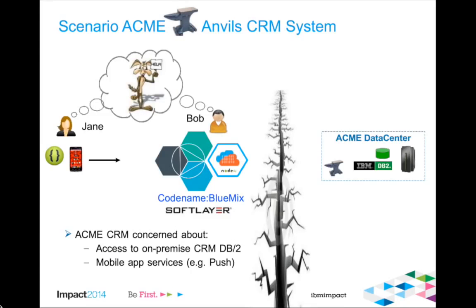Now first we'll notice this company called Acme Anvils is looking at Bluemix to leverage cloud-based services and mobile support to build a mobile application that will allow them to interact with their customer relationship management system. This system today is backed by a DB2 database that resides on-premise behind a firewall. So the question we'll answer today is how can we invoke that database in a secure way?